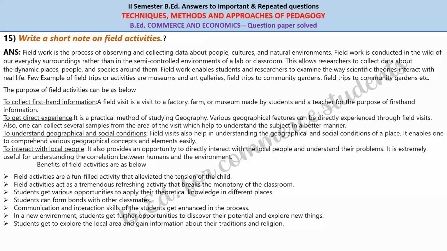To visualize it for some person who has not visited a railway station, or has seen it only in pictures, it's a different thing. But when you actually go to a station, you see an engine, the bogies, how the platform is, the signboards, the vendors, peddlers, then there is the TC with the black coat. This is a very visual thing. If you go visit it and learn it from there, it remains in your mind, right? Just an example. The purposes are to collect first-hand information, to get direct experience, to understand geographical and social conditions, and to interact with local people.